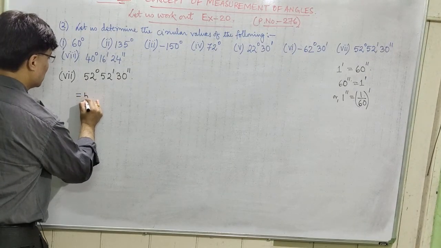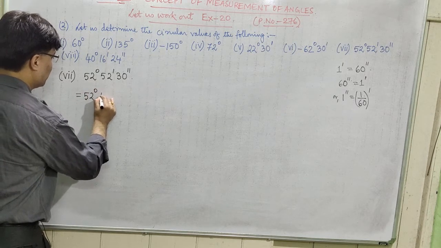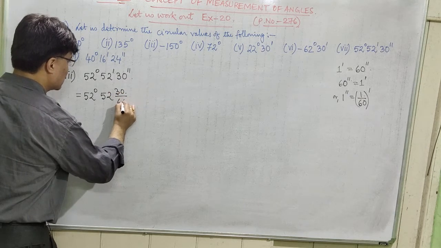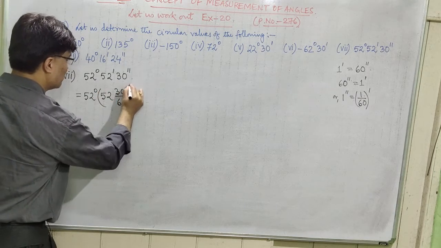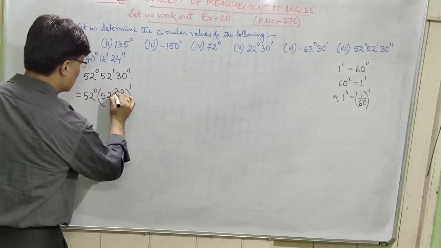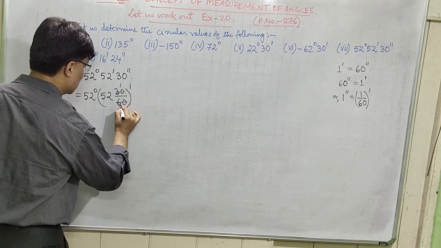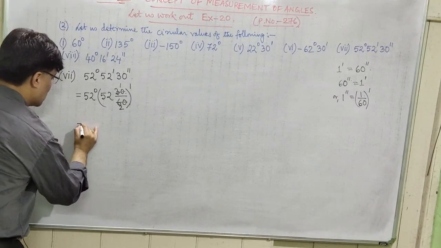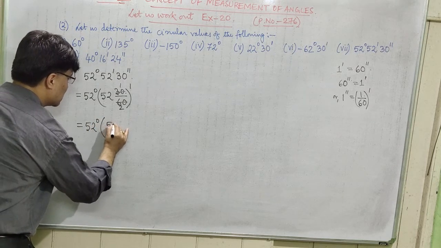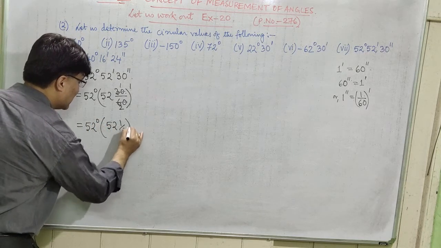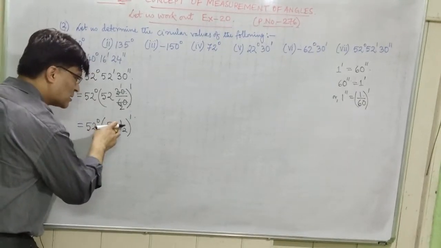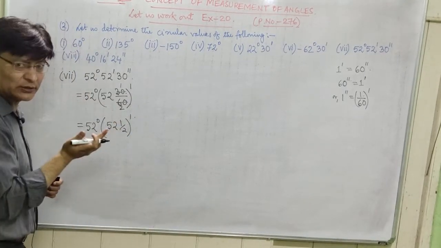So which is equal to, now this is 30 by 60. This is minute, so it is converted into minutes. So 31s are 30, 32s are 60. So which is equal to, now this is 52 degree and 52 and a half minute. So let us convert this mixed fraction into a fraction.